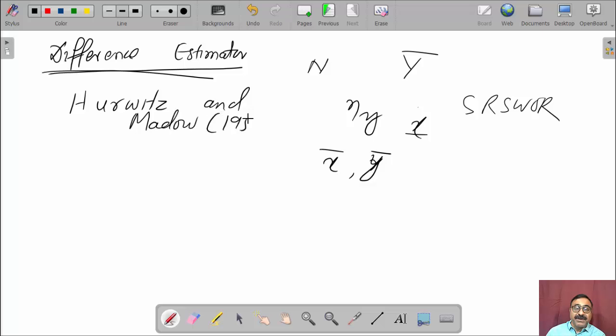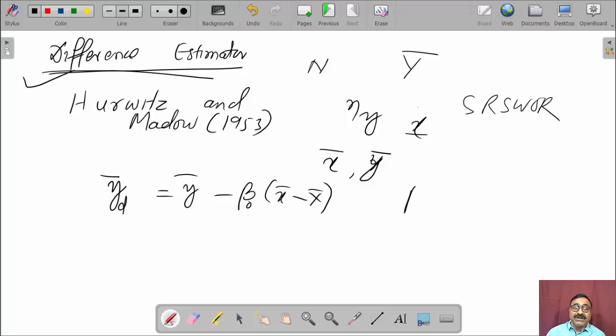In 1953, Hartley and Ross suggested this difference estimator, and the difference estimator for estimating the population mean is given by y d bar equal to y bar minus beta 0 times small x bar minus capital X bar, where beta 0 is a constant.